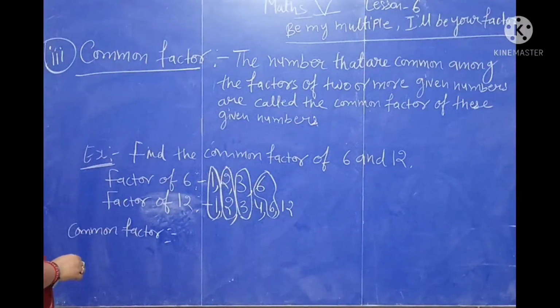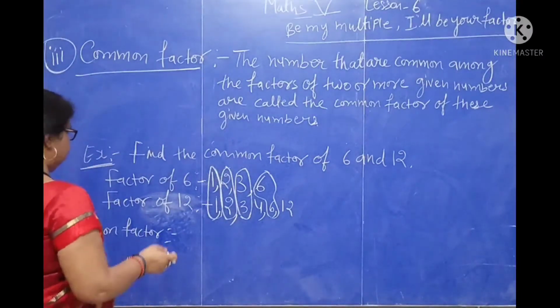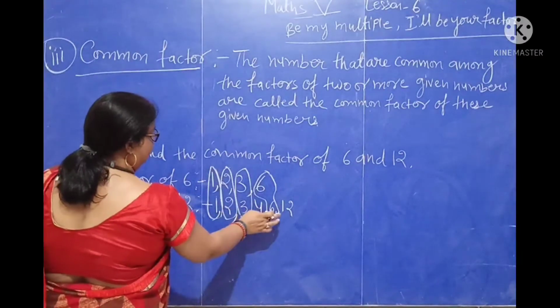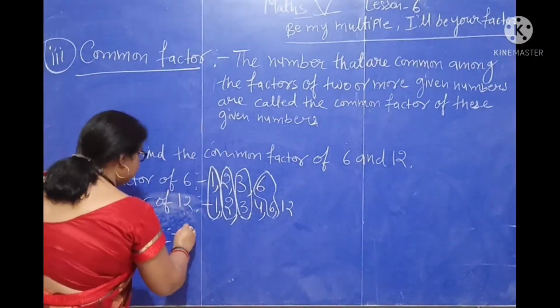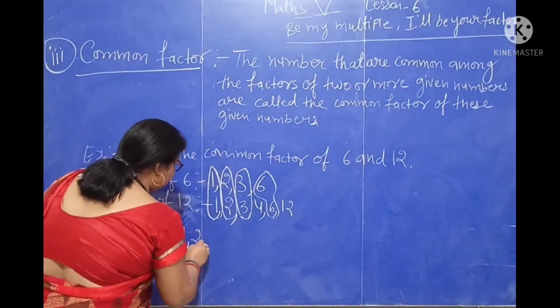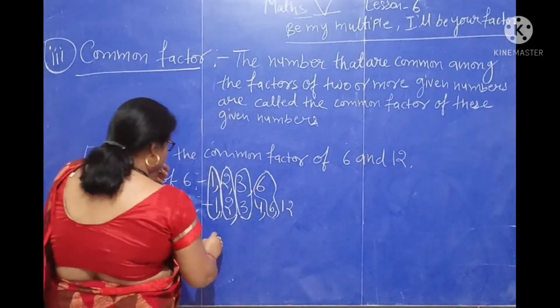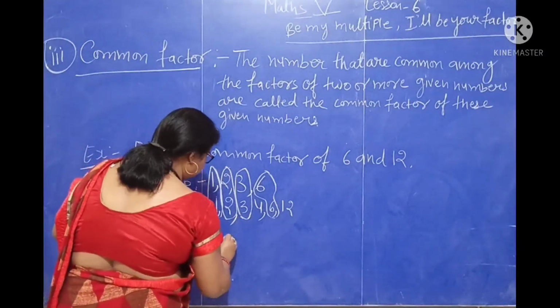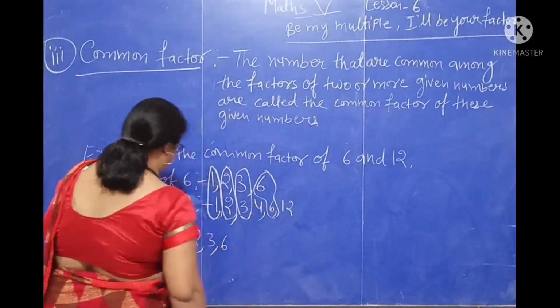So how many common factors of 6 and 12? 1, 2, 3 and 4. So 1 is a common factor of both numbers, 2 is a common factor of both numbers, and 3 is a common factor of both numbers, and 6 is also a common factor of 6 and 12.